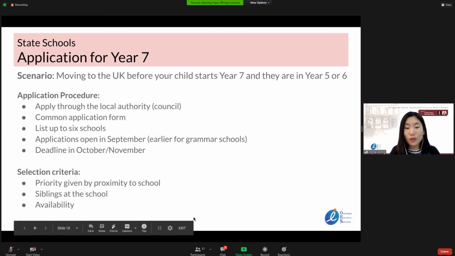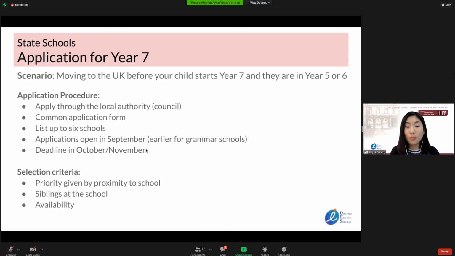That's why if you are moving to the UK, you have to think about whether you will make it in time for this application procedure. If you apply after it's closed, you will find that your child will not be able to go to one of the top schools because they've already allocated spaces.